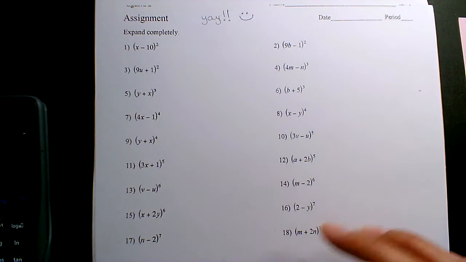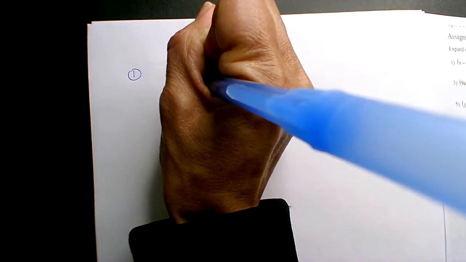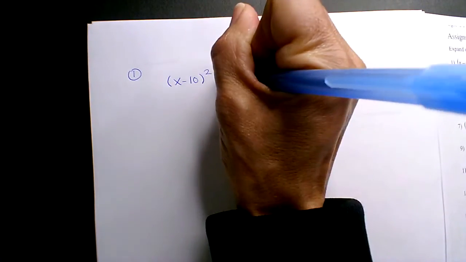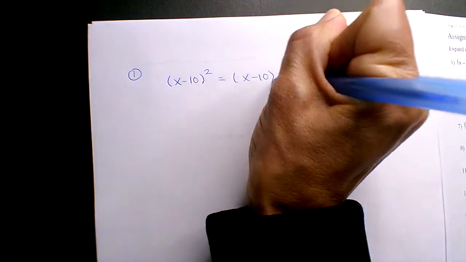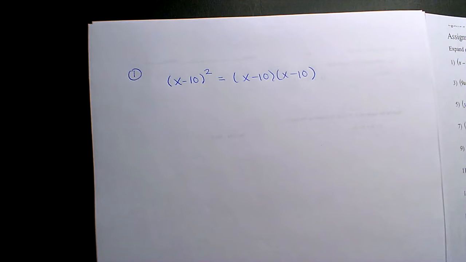All right, they want you to expand it. So FOIL, arrows, box method. So (x minus 10) quantity squared is the equivalent of this. Yeah? You're good?